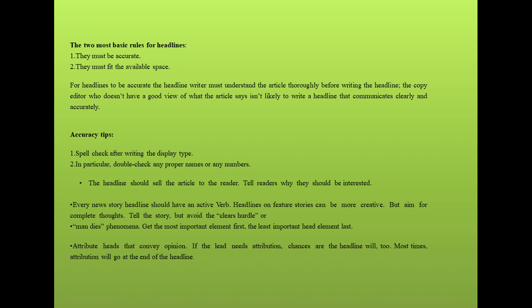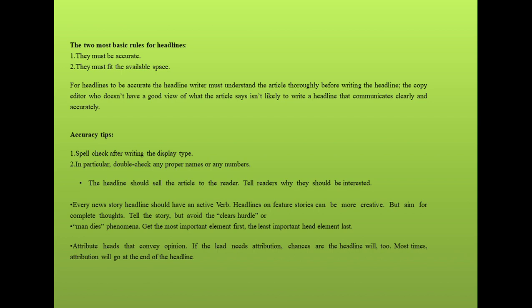Now, the accuracy tips. First of all, spell check after writing the display type. Second, in particular, double check any proper names or any numbers. The headline should sell the article to the reader. Tell readers why they should be interested. Next, every news story headline should have an active verb. Headlines on feature stories can be more creative, but aim for complete thoughts.